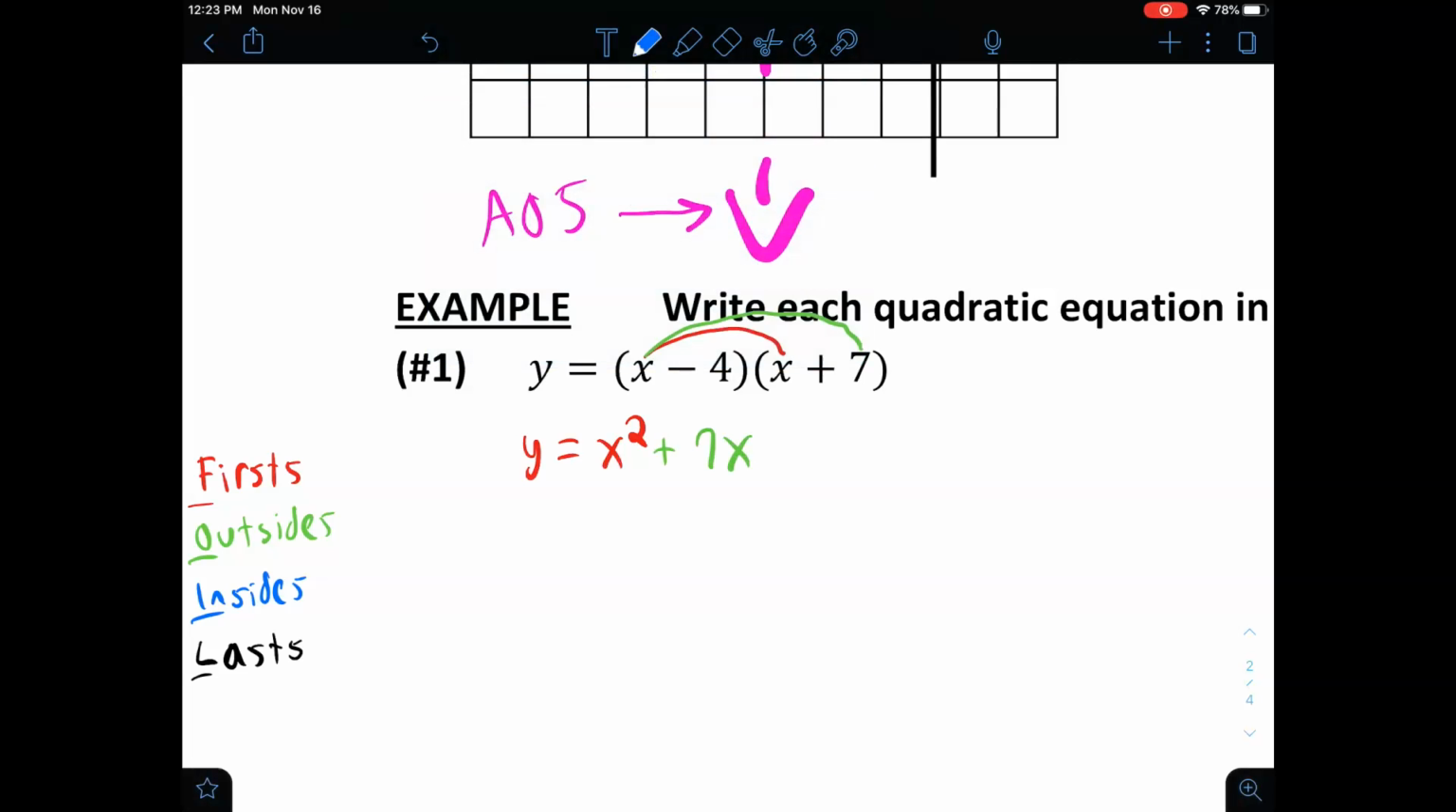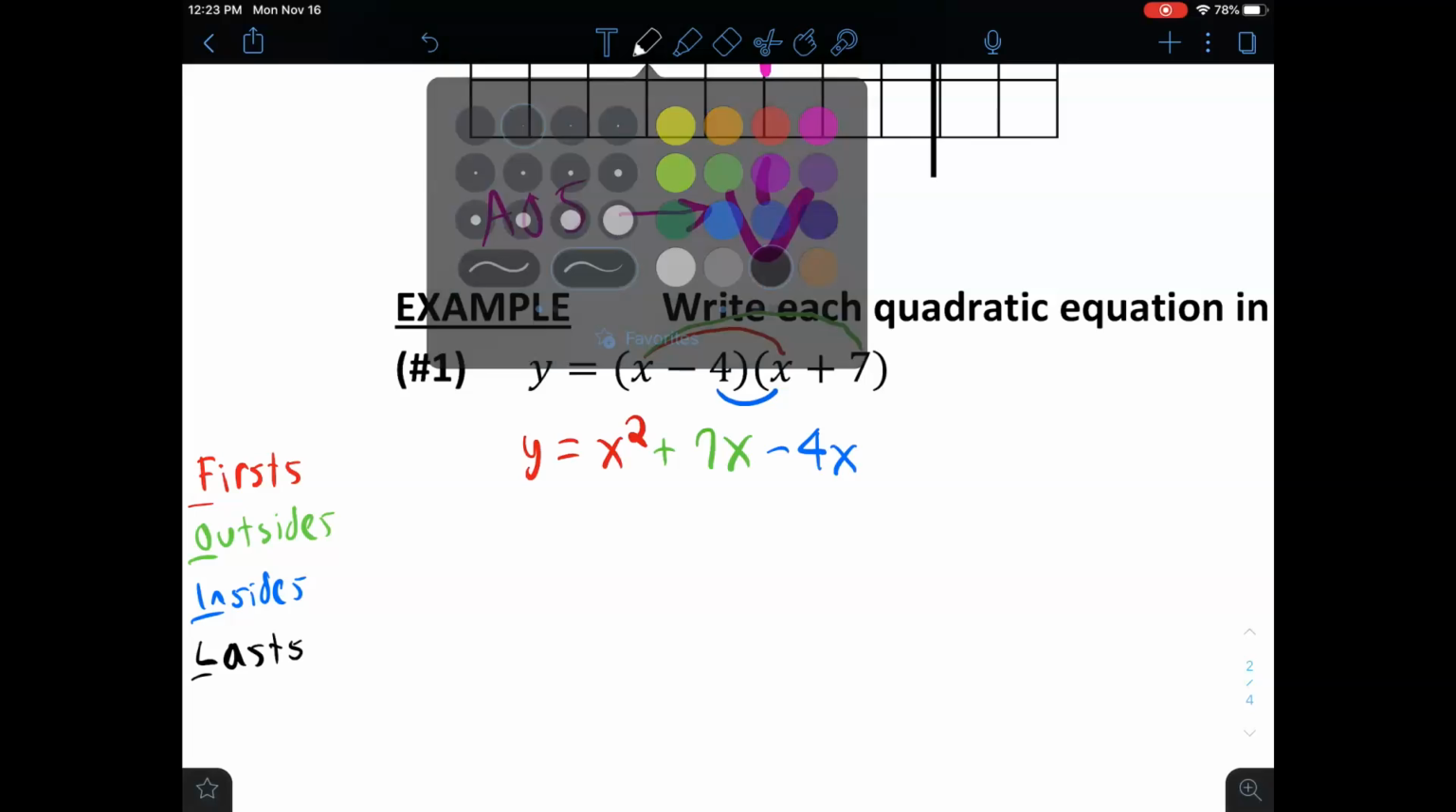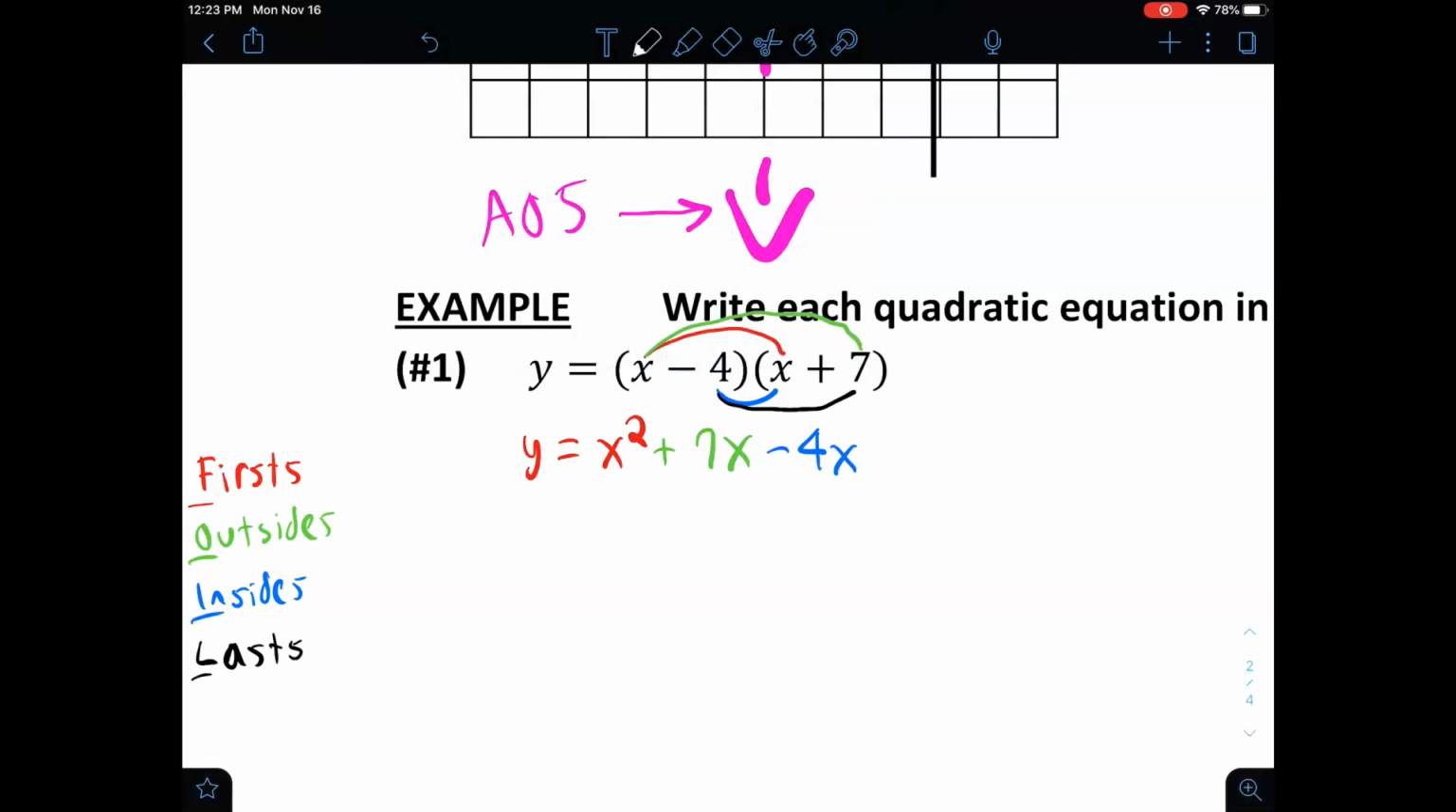Then we're going to multiply the insides, which is -4 times x, which is minus 4x. And then we multiply -4 times 7, which is -28. So it's just kind of a procedural thing, but as long as you multiply x times everything in the other parentheses and -4 times everything in the other parentheses, you're going to be fine. This is kind of a shortcut, and people seem to like it. But it is first, outsides, insides, and last when you're multiplying two binomials like this, okay?